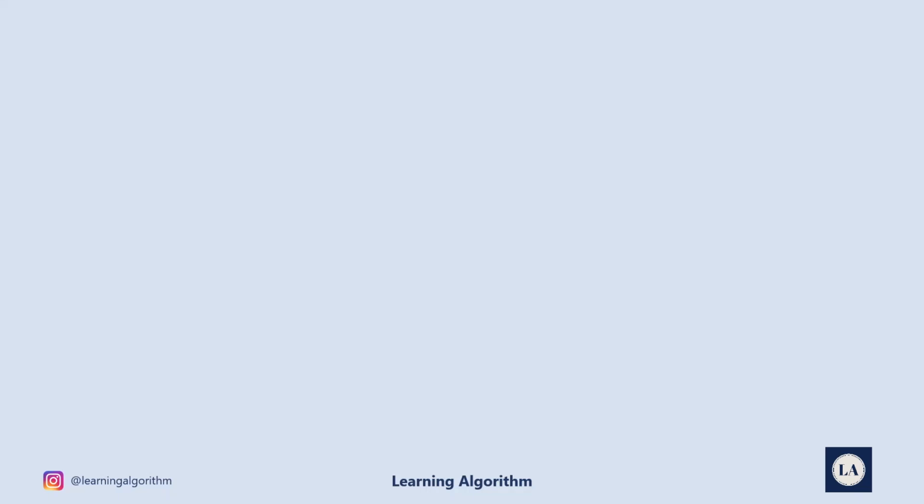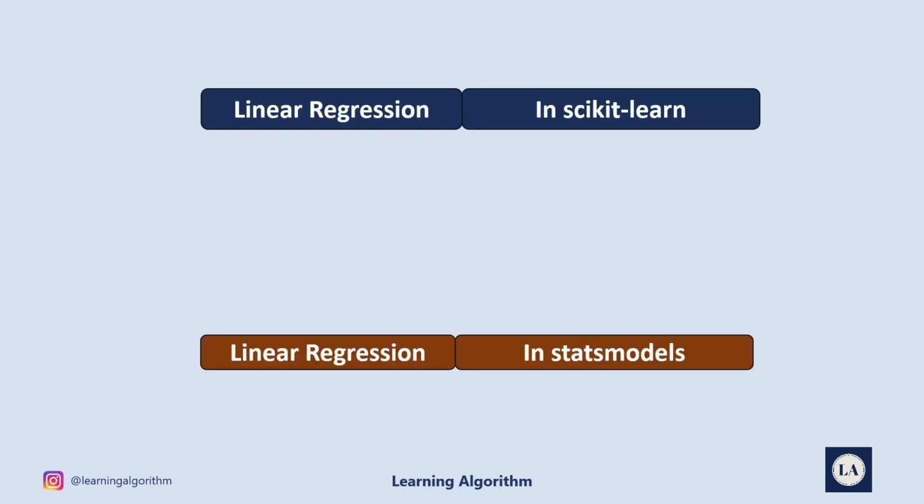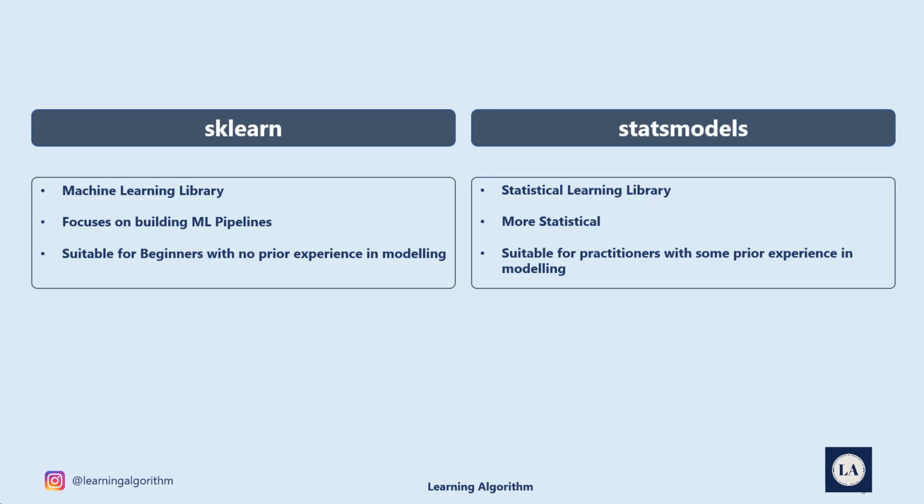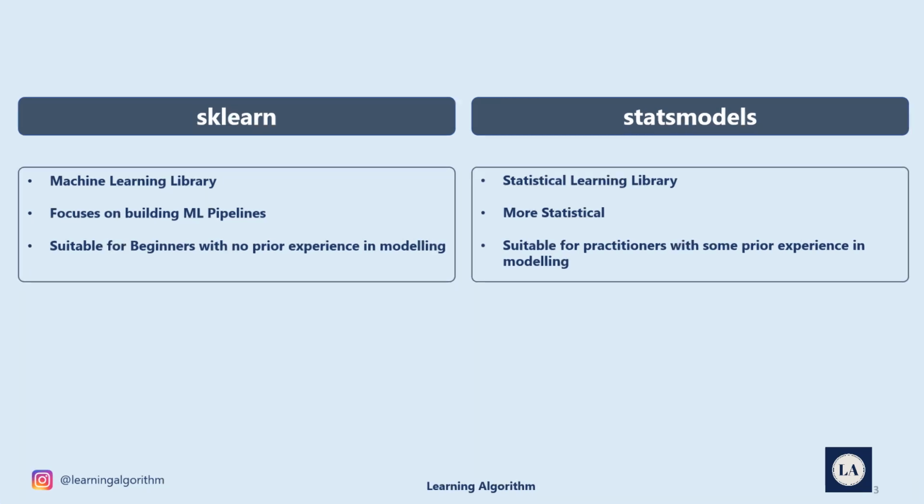Today we'll take a look at linear regression in scikit-learn, linear regression in Statsmodels, and then we'll compare the two. To summarize, scikit-learn is primarily a machine learning library, whereas Statsmodels is a statistical learning library, which means Statsmodels focuses more on statistical tests, whereas scikit-learn focuses more on building pipelines.